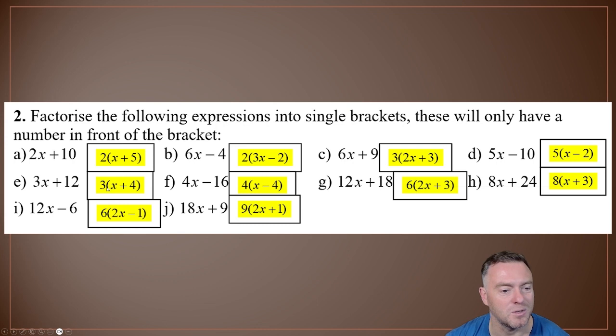3 can go out the front, so you got 3 bracket x plus 4. 4 can go out the front, so you got just x minus 4. 6 can go out the front here, and then you got 2x plus 3. 8 can go out the front here, and you got x plus 3. 6 can go out the front here, and you got 2x minus 1. And then the last one, you've got 9 out the front, and then 2x plus 1.